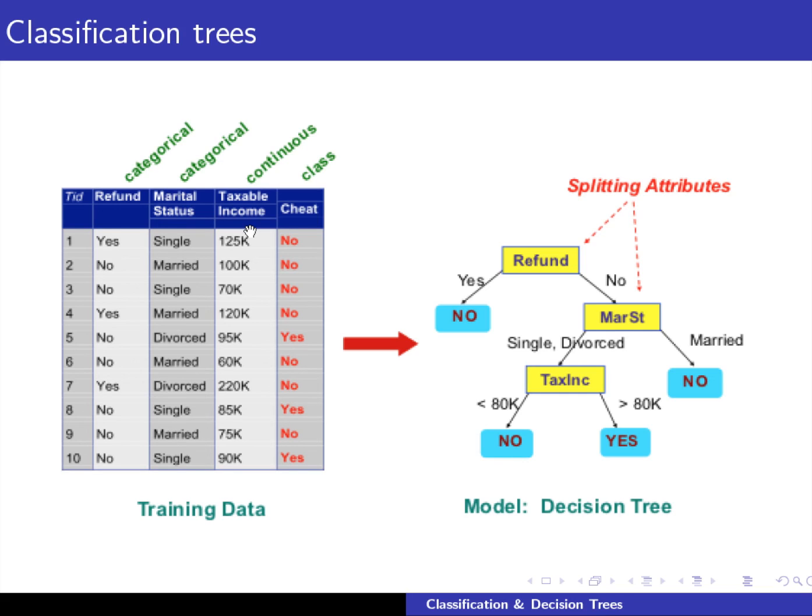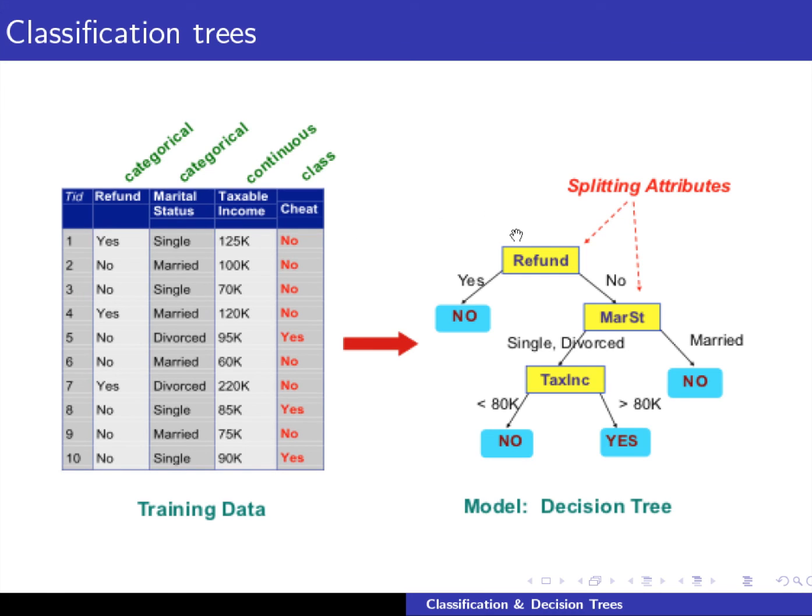So the underlying question is, do you think there are relationships between whether or not they got a refund, their marital status, and the size of the taxable income that would allow us to guess accurately, up to some level of accuracy, whether or not they actually cheated on their taxes? In the training data, we have those labels. So we know that person 1 did not cheat, person 2 did not cheat, and so on. Person 5 cheated, person 8 cheated, and person 10 cheated in our training data set because these are labeled data.